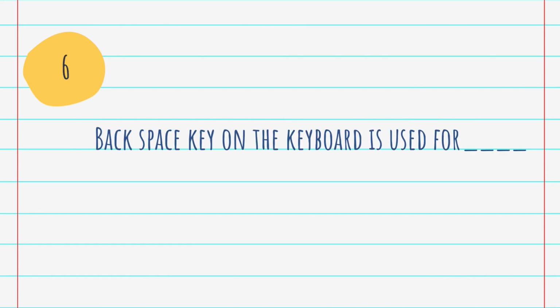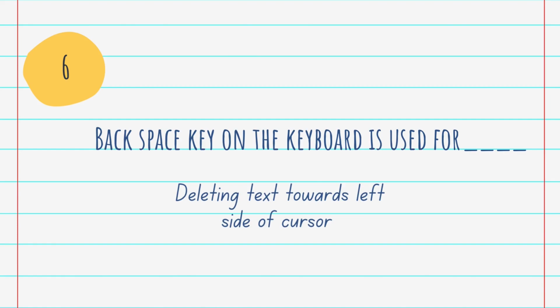Question number 6. Backspace key on the keyboard is used for. Answer is deleting text toward left side of the cursor. Backspace key removes text to the left of the cursor. If you need to delete text to the right of the cursor, then you have to press the delete key.